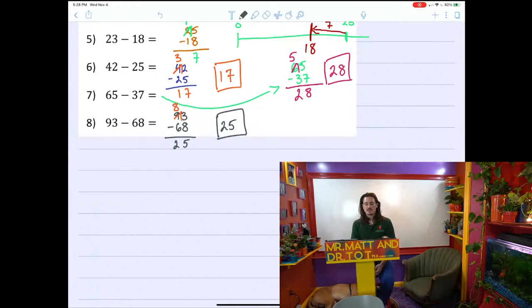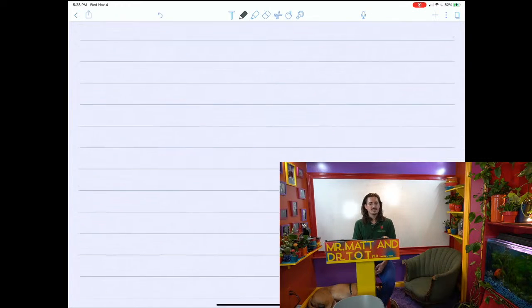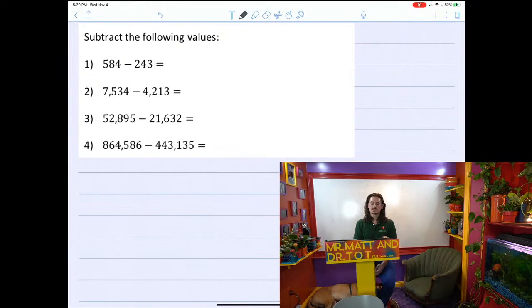So now we're going to look at 3, 4, 5, and 6-digit values. It's still the same exact thing. It's just now you have more than 2 digits to consider. But if you ever run into a situation where you can't subtract from the top value because the top value is smaller than the bottom value that you're trying to subtract, then you just borrow or regroup from the next larger digit to the left.